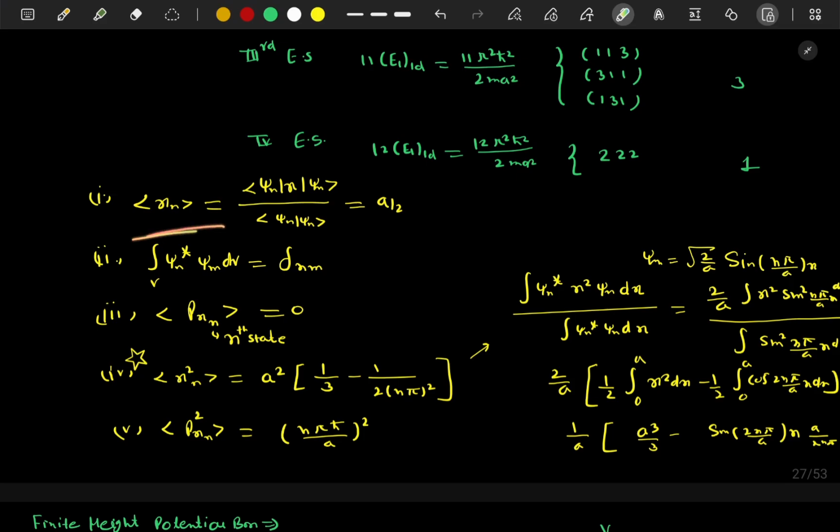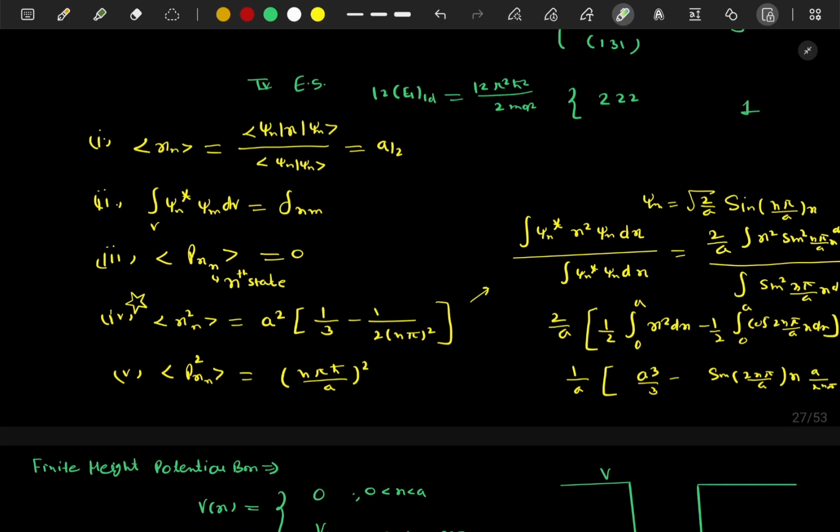So average value, expectation value of x in the nth state will be a by 2 for the 3D box. And the expectation value of x is momentum operator. This is the momentum. Okay, not probability, this is the momentum. So average value of momentum px in the nth state will be 0. Similarly py and pz, and expectation value of x square equal to a square times (1 by 3 minus 1 by 2 n square π square). From here you can calculate this.